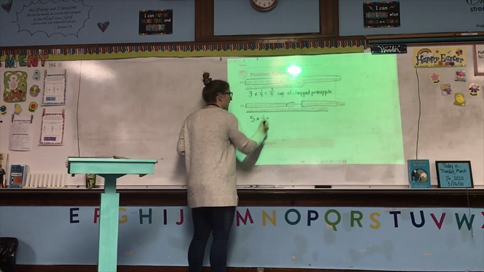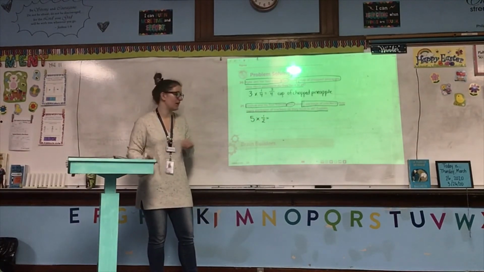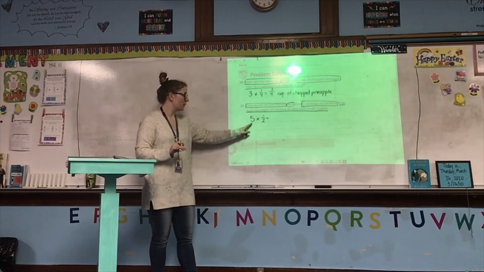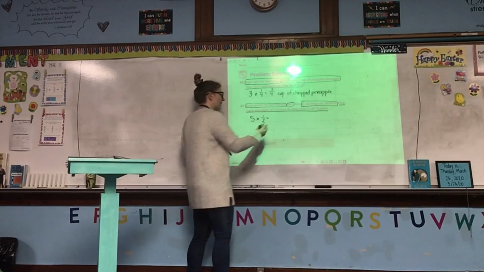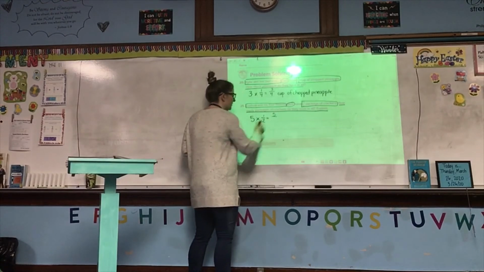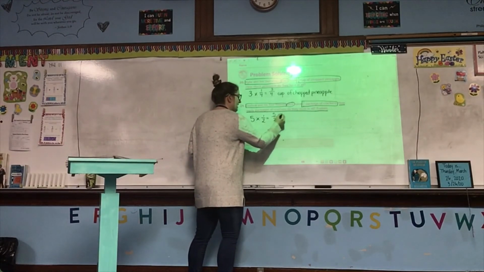Now, to solve how much they have in all, we're just going to solve this problem. Well, we take our whole number and we multiply it by the numerator, which is 5. Our denominator stays the same.